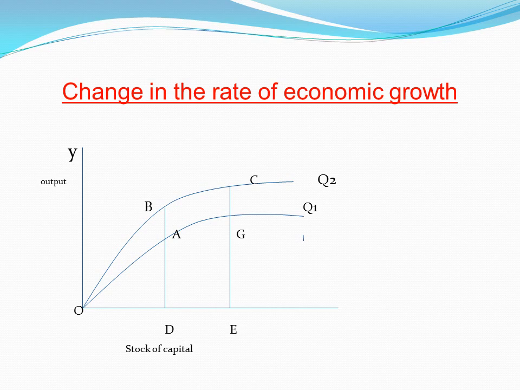Next, if the slope of the production curve at B divided by the slope of the production curve at A is greater than BD divided by AD, that means technological progress is capital intensive. Alternatively, if the slope at B divided by the slope at A is less than BD divided by AD, that means technological progress is capital saving.